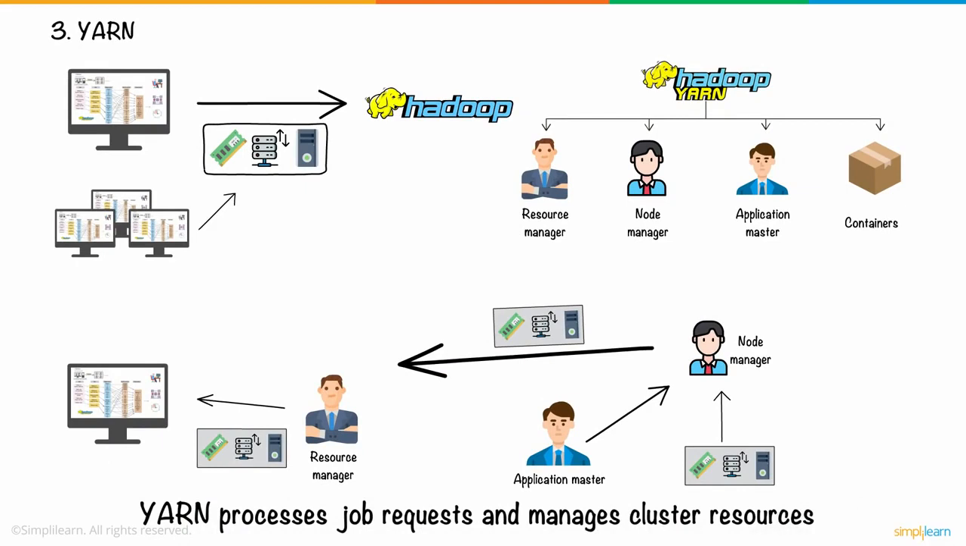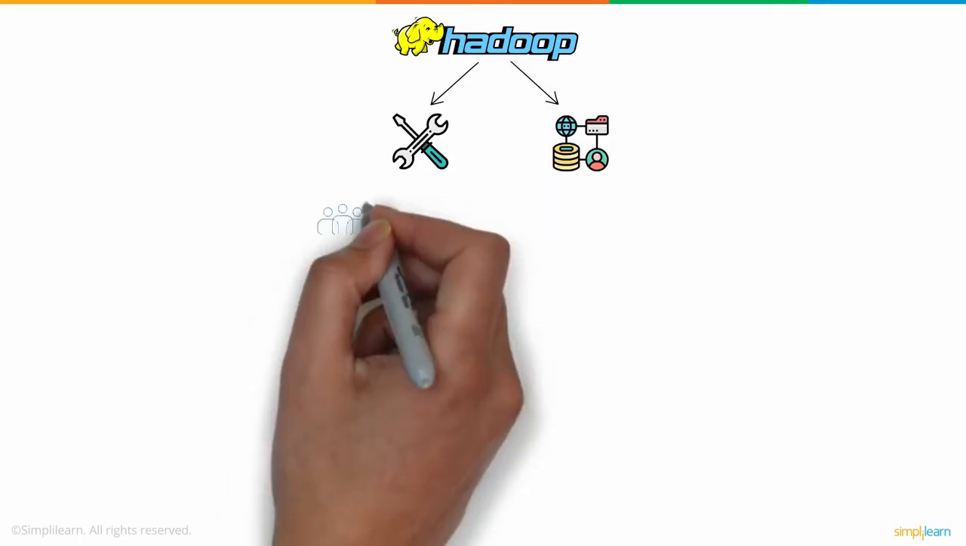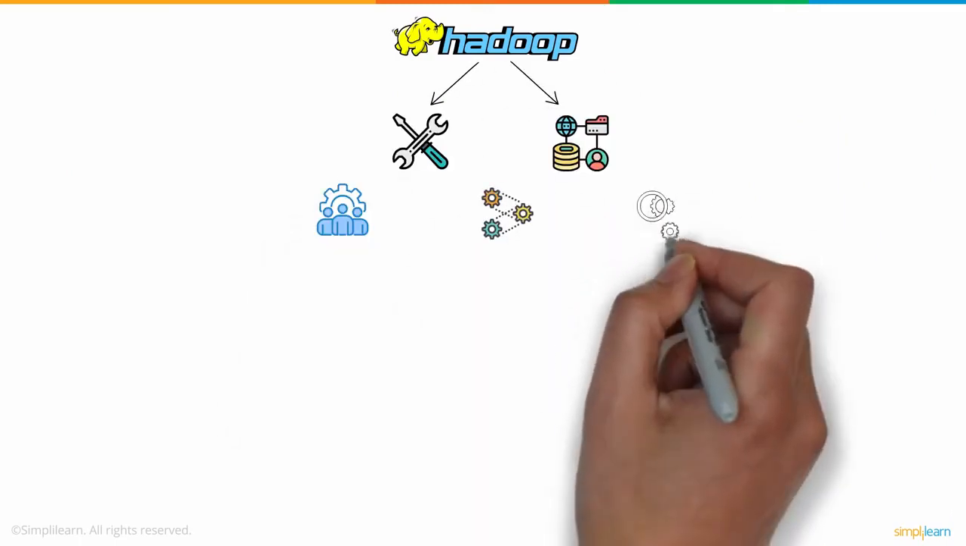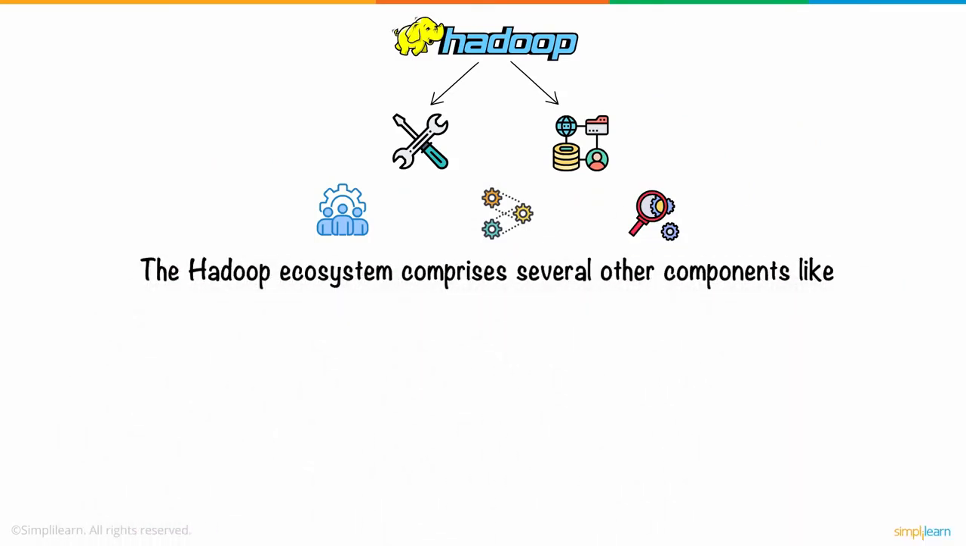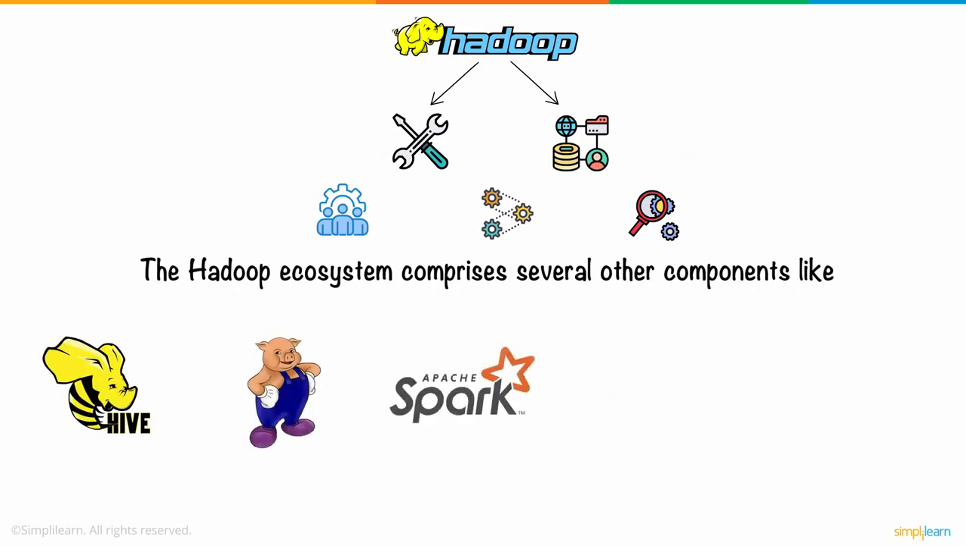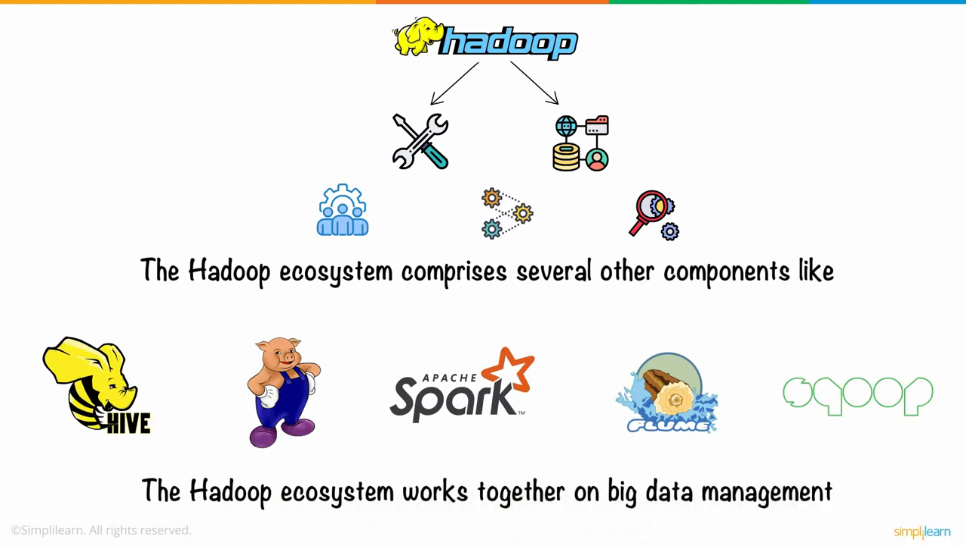In addition to these components, Hadoop also has various big data tools and frameworks dedicated to managing, processing, and analyzing data. The Hadoop ecosystem comprises several other components like Hive, Pig, Apache Spark, Flume, and Scoop, to name a few. The Hadoop ecosystem works together on big data management.